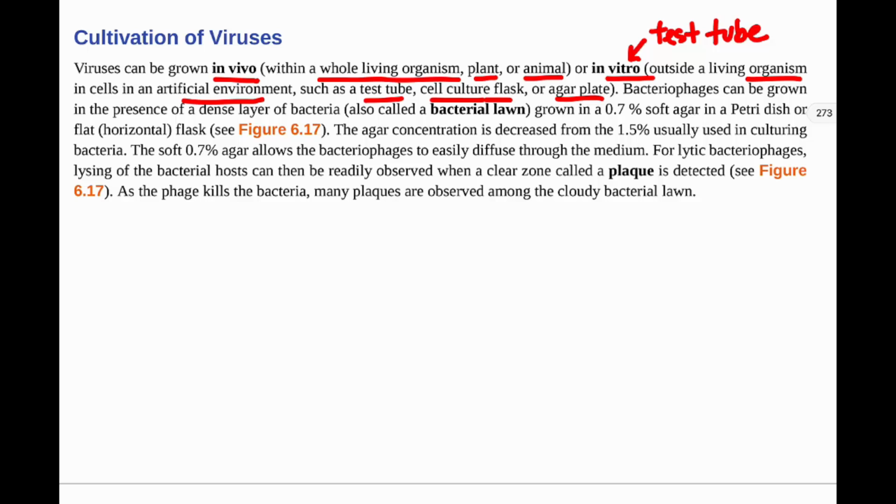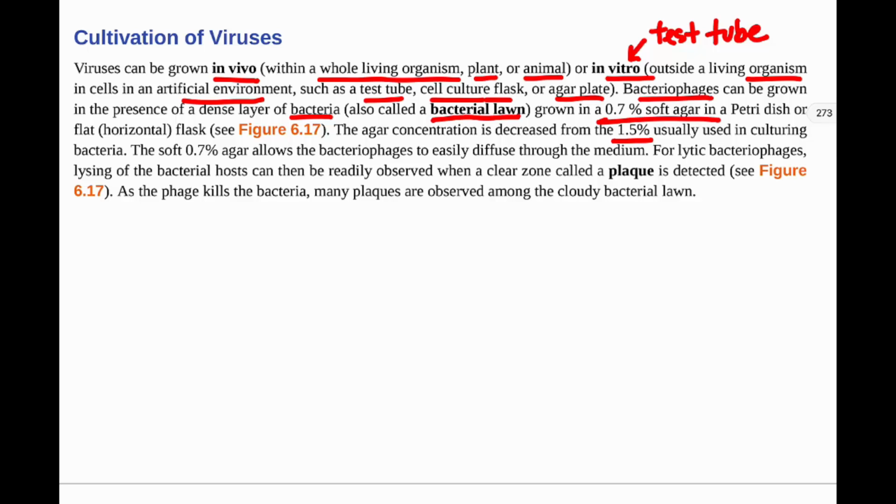So bacteriophages can be grown in the presence of a dense layer of bacteria, which is called a bacterial lawn. What we have is what's called soft agar, which is 0.7% agar versus the 1.5% agar that is used in a typical agar plate. So we have this 0.7% soft agar in this petri dish, and then bacteria is grown on it. So for example, an E. coli that is not harmful, just a typical E. coli, can be grown in this soft agar in the petri dish, and then they can apply the bacteriophage to it. So this bacterial lawn would then be the E. coli over the entire thing. We wouldn't be isolating for individual colonies.